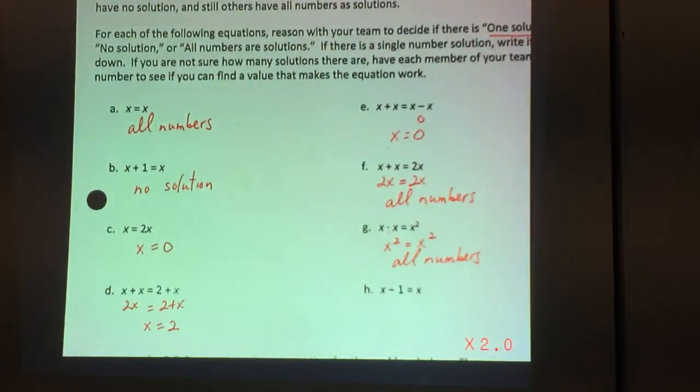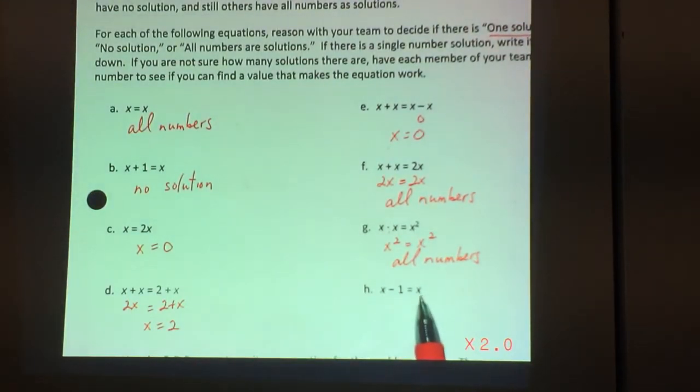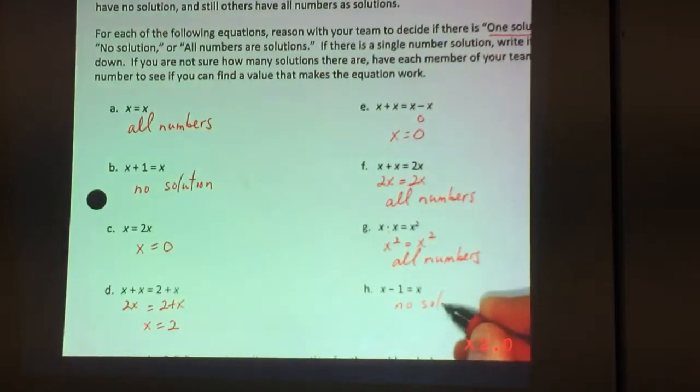Okay. So look at H. H kind of reminds me of B. This side is 1 less than x. So the left-hand side will always be 1 less than the right-hand side. Is there a number that would make that true or equal? No solution.